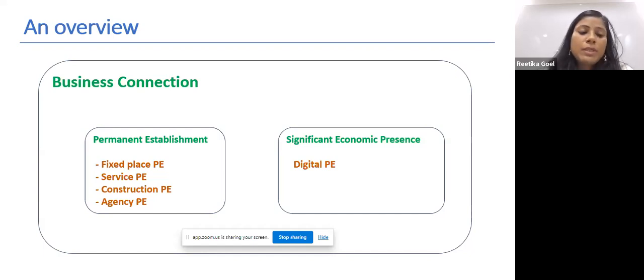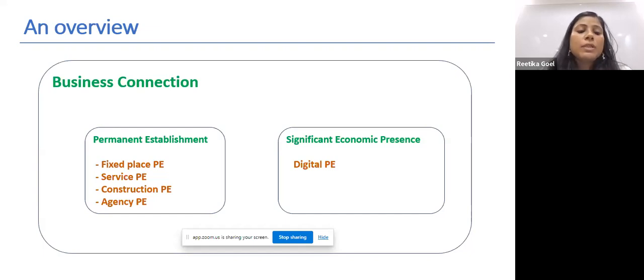So it's a fixed place PE. Fixed place means there has to be a place of business and the activity is being carried out with a profit motive, and there is a commercial and geographical coherence. Then you can say there's a fixed place PE.